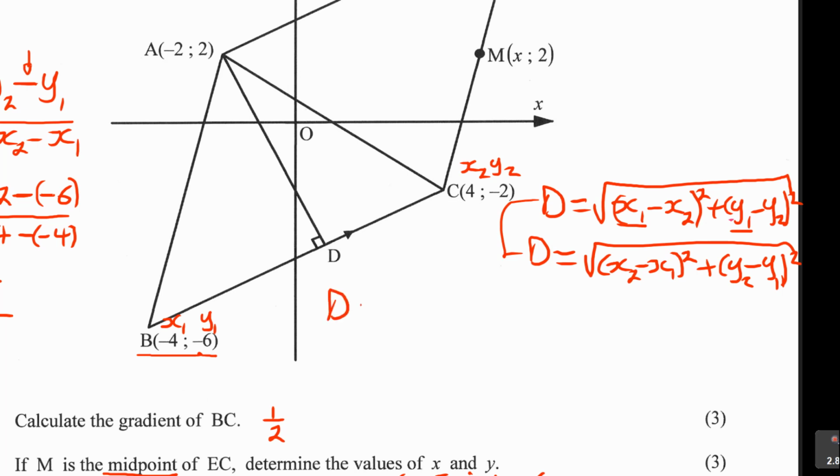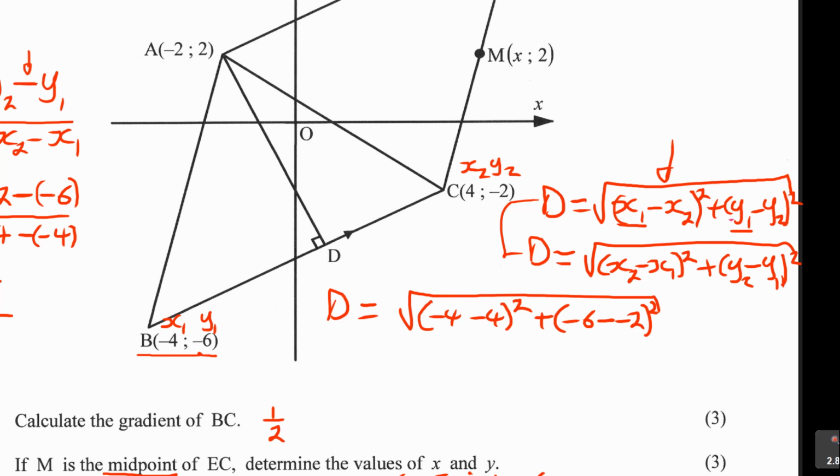Then d is equal to the square root. I'll use the first one here. So x1, you can see, is minus 4, in brackets, and then x1 minus x2: minus 4 squared, plus y1, which is negative 6 in brackets, and then y2 is minus 2. So there is a minus in the formula, and then there is minus 2, so there is 2 negative squared. Okay, so you can see that a negative is a positive, but the calculator will do that for you.